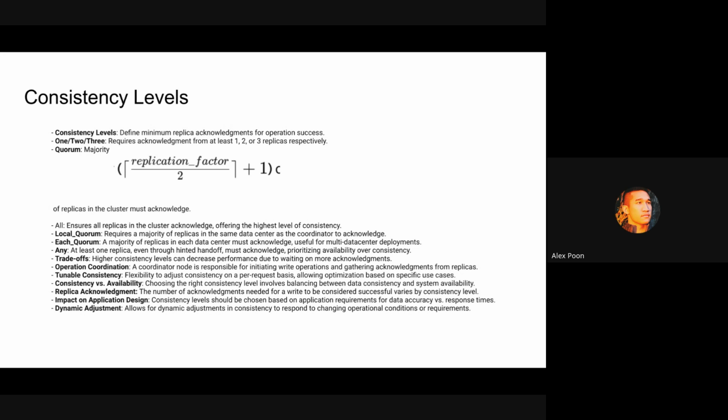The next level is all. This ensures that the data is written to all replica nodes. This consistency level provides the highest consistency but lowest availability, as writes will fail if any replica is down. The next level is local quorum. This ensures the data is written to a quorum of nodes in the same data center as the coordinator. It does not wait for the response from the other data centers. Each quorum. This level ensures that the data is written to a quorum of nodes in each data center.